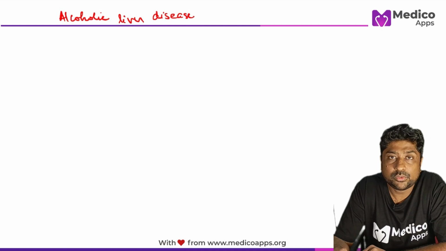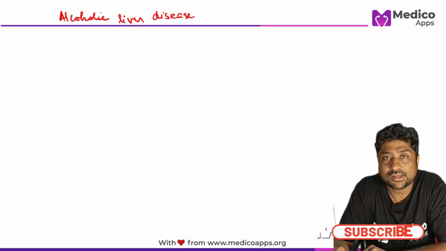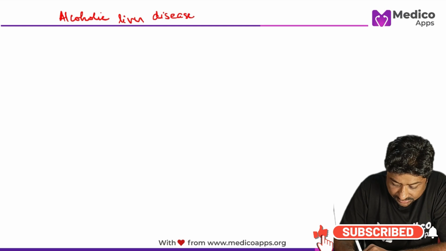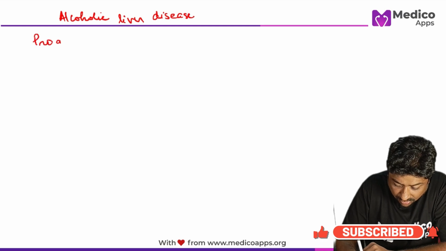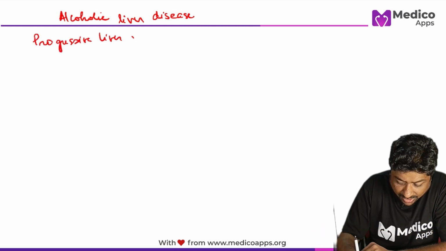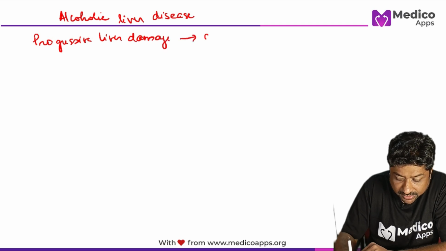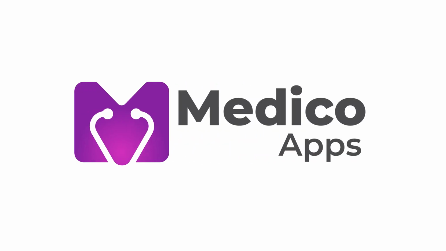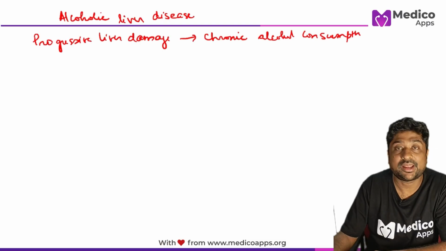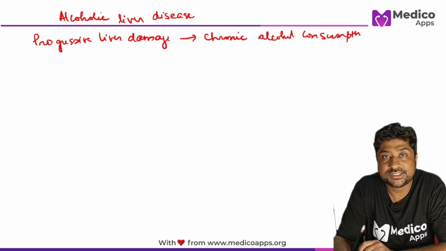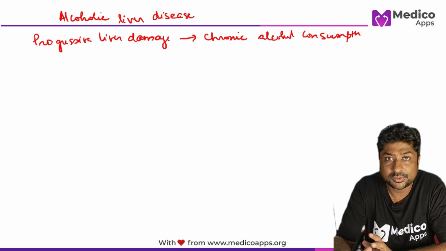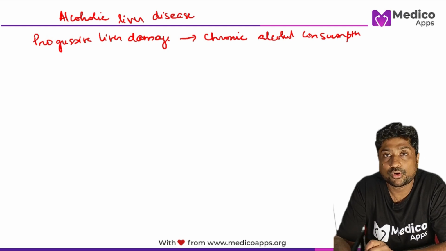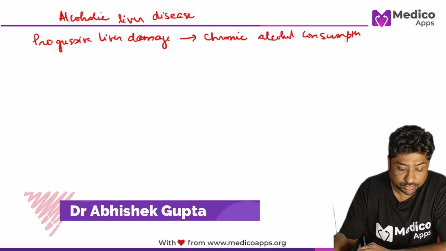In this video, we are going to learn about a very important topic, alcoholic liver disease. Alcoholic liver disease is basically a progressive liver damage which is caused by chronic alcohol consumption. After cardiovascular diseases and diabetes mellitus, this is probably the third most important cause of morbidity and mortality all across the world.